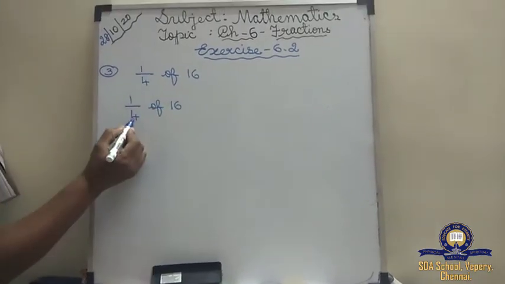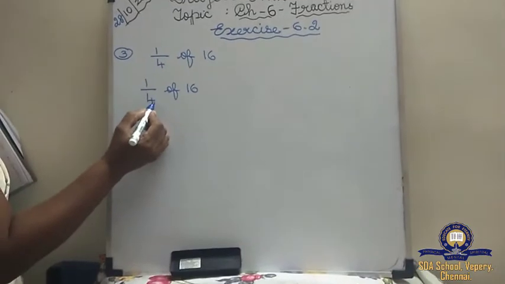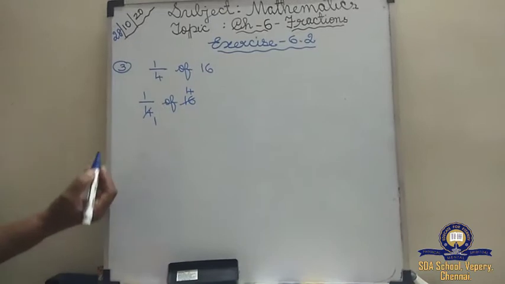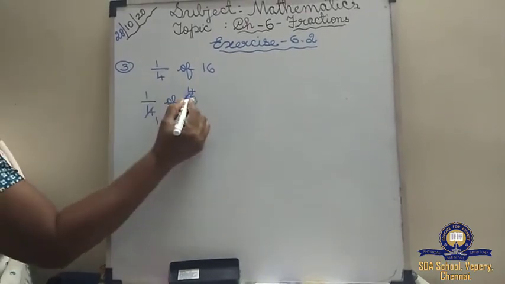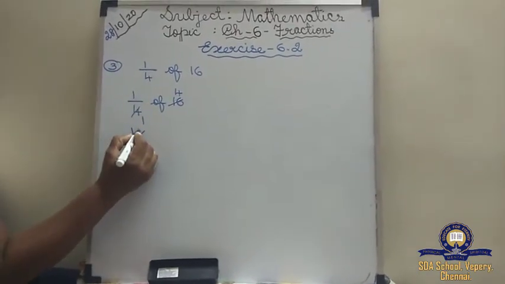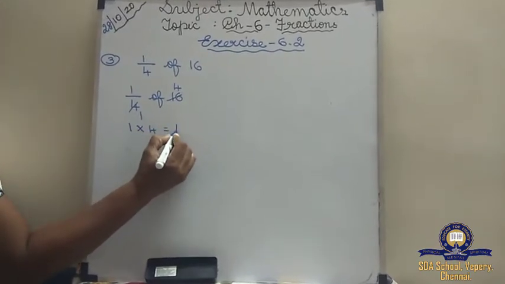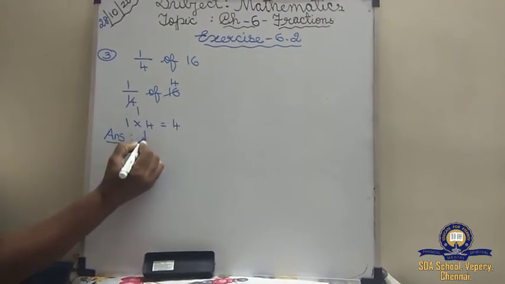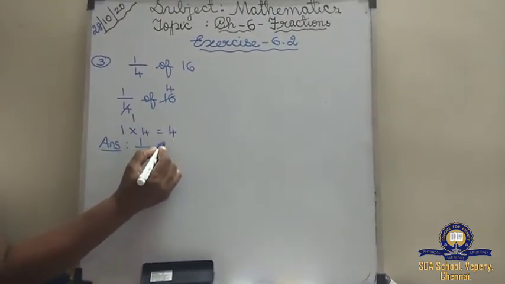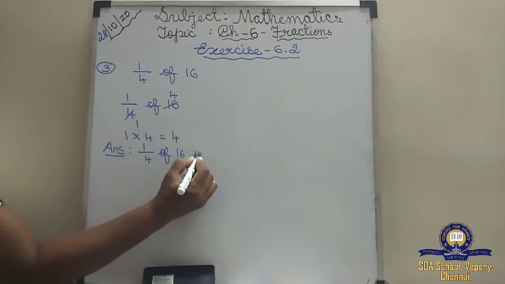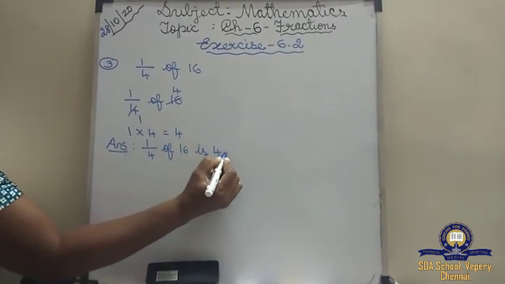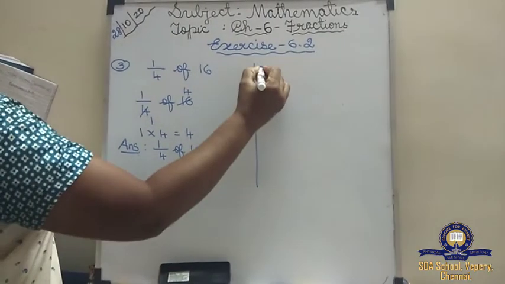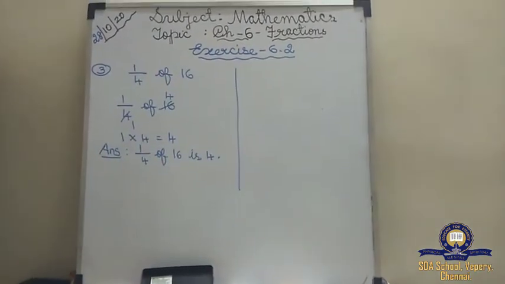So what you can do here is 16 goes in the 4 table. 1 4 is 4, 4 4s are 16. So you have to multiply these two numbers. 1 into 4, what's the answer, children? 4. So 1 by 4 of 16 is 4. And you have to keep a full stop like this. Okay, children? Then we'll see the fourth sum.